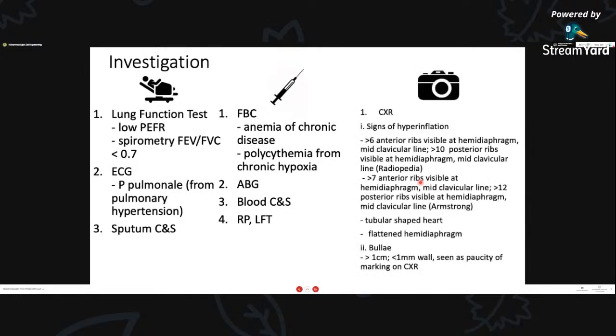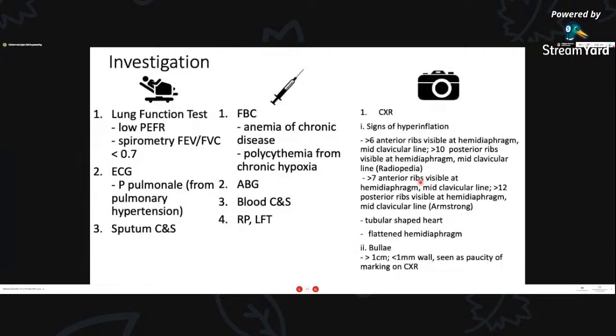Of course, imaging will be chest X-ray, so we can see signs of hyperinflation. So these are also favorite questions by the lecturers. What are the signs of hyperinflation? So we can see the hyperinflated lung in the case where we count the anterior rib as well as posterior rib, how many ribs are visualized. So if you refer to Radiopaedia, then they say more than 6 anterior ribs and more than 10 posterior ribs would be a sign of hyperinflation.